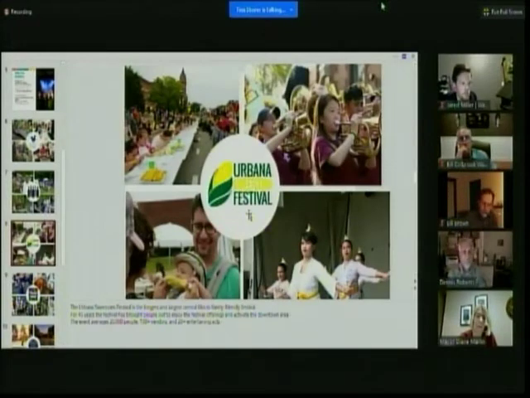Our Urbana Sweet Corn Festival, which is the biggest festival that we're responsible for, has been going on for the last 45 years. We were not able to throw a physical Urbana Sweet Corn Festival this year, obviously because of COVID, but we did do a virtual one. And that went over very well.